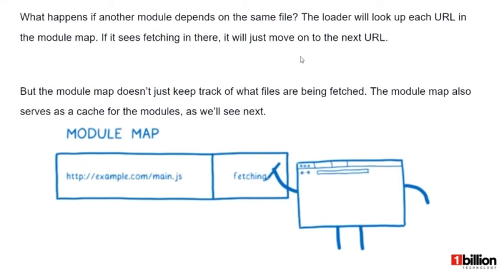So what happens in another module map depends on the same file. The loader will look up the module map for each URL. If it's fetching in there, then it will just move to the next URL. It won't fetch again once it's been fetched and cached. The module map also serves as a cache for modules.